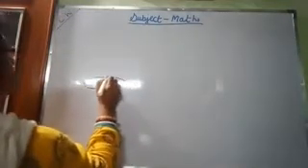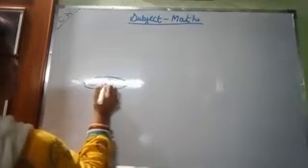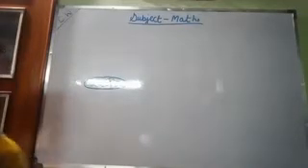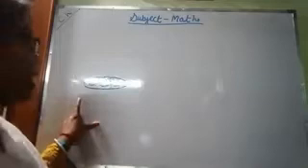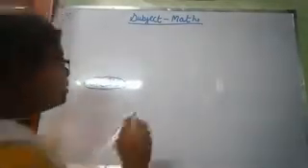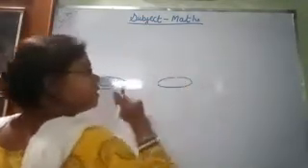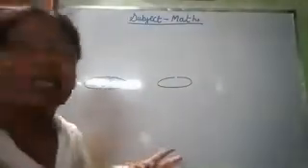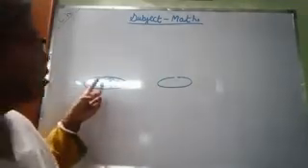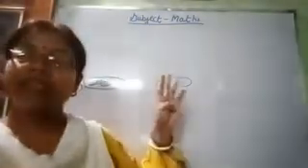See this plate. This plate has how many cookies? 1, 2, 3, 4, 5. 5 cookies. And see this plate. It has no cookies. But this plate contains how many cookies? 1, 2, 3, 4, 5. And in this one nothing is there.